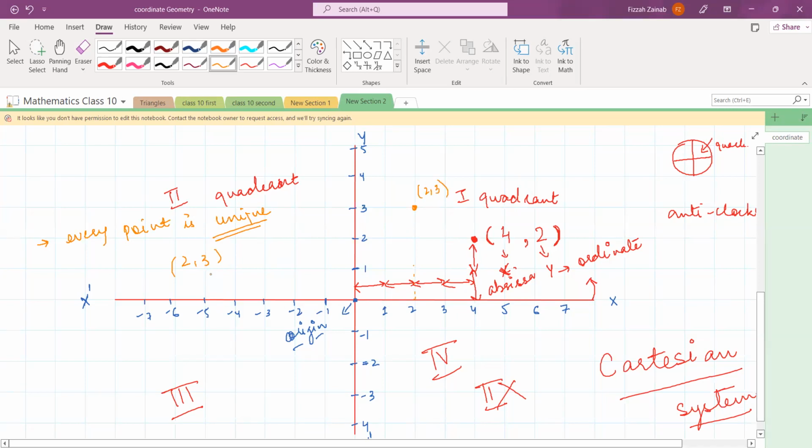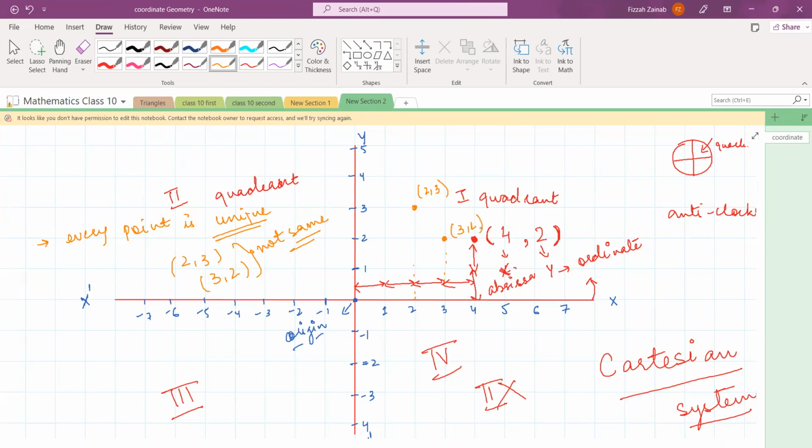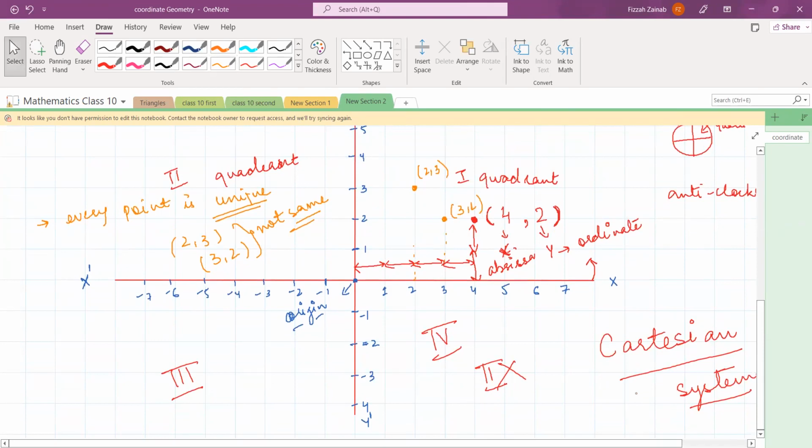Now, if I write (3, 2), then (2, 3) and (3, 2) are not the same. This means every point is unique. So if you plot (3, 2), 3 is this and then 2 units on the y-axis, that means this point. So you can clearly see that (2, 3) and (3, 2) are not the same points, right? Every point is unique. Understood? So now let us solve one question. This will give you an idea of how to use it.